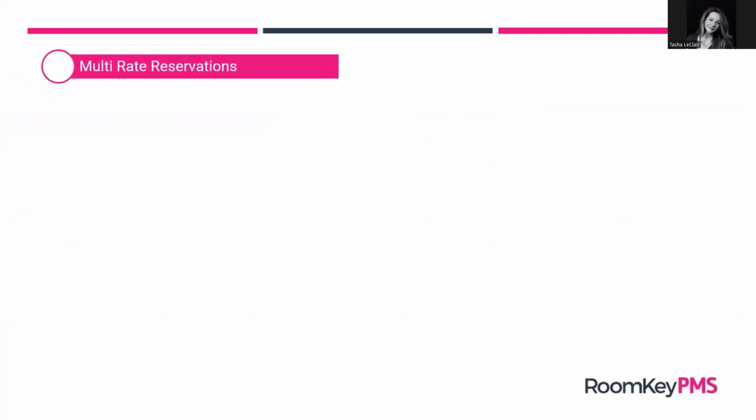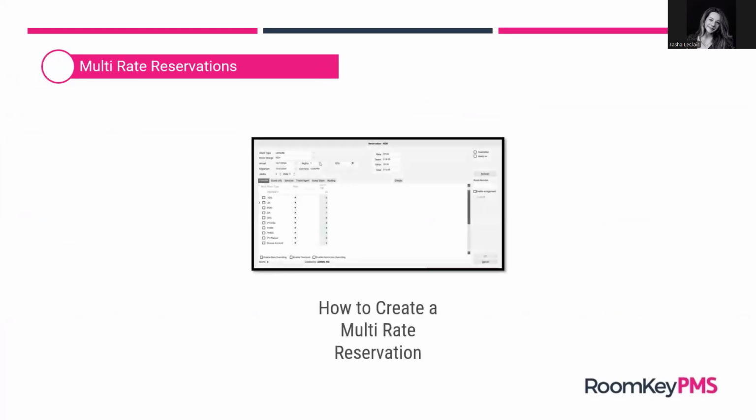Now let's take a look at our final tips and tricks for today, and that is using multi-rate reservations. I have a quick video here. It's about a minute 30 seconds here that'll show you how to create a multi-rate reservation. In this example, we're going to have a guest that wants to book for a 3-night stay, but there is a 2-night package that they want to book for the first 2 nights of their stay. So what that is considered is a multi-rate reservation.